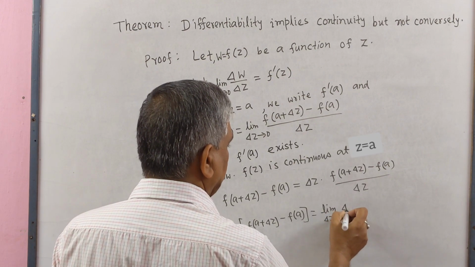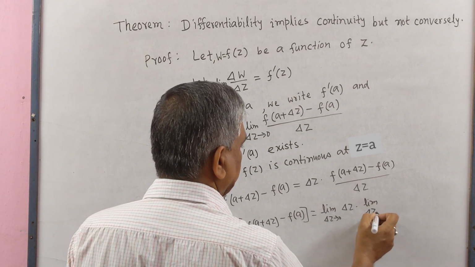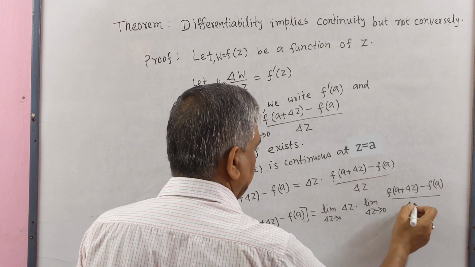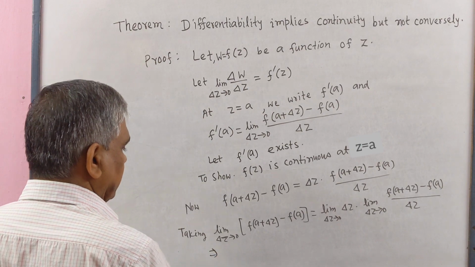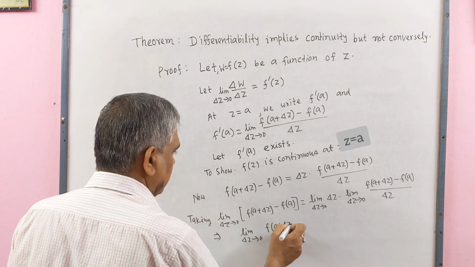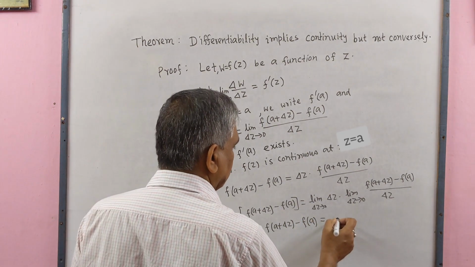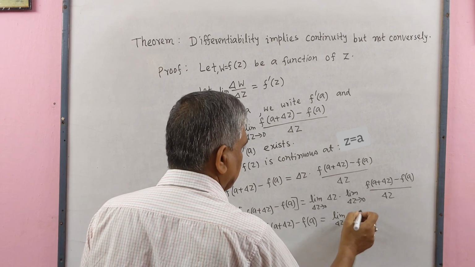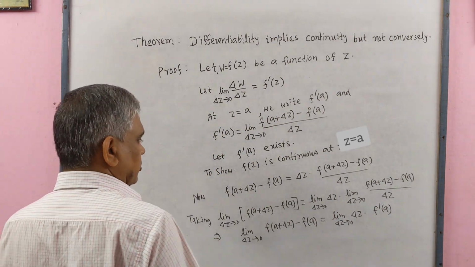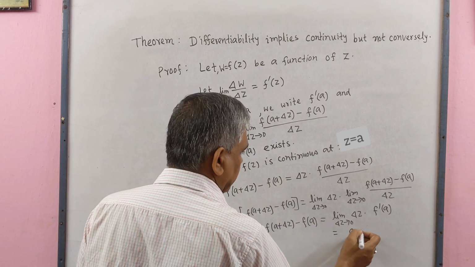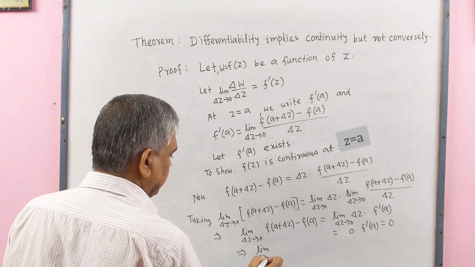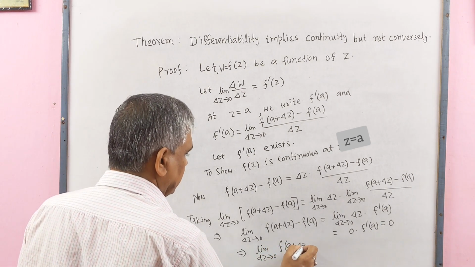delta Z tends to 0, delta Z, again here we may take limit delta Z tends to 0 of f(A plus delta Z) minus f(A) by delta Z. This implies that limit delta Z tends to 0 of f(A plus delta Z) minus f(A) equal to limit delta Z tends to 0 of delta Z times f dash A, and putting delta Z equal to 0 implies that limit delta Z tends to 0 of f(A plus delta Z) equal to f(A).